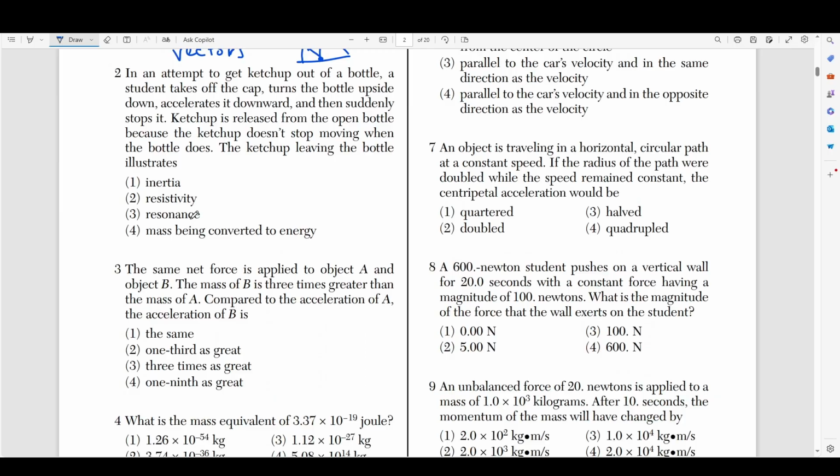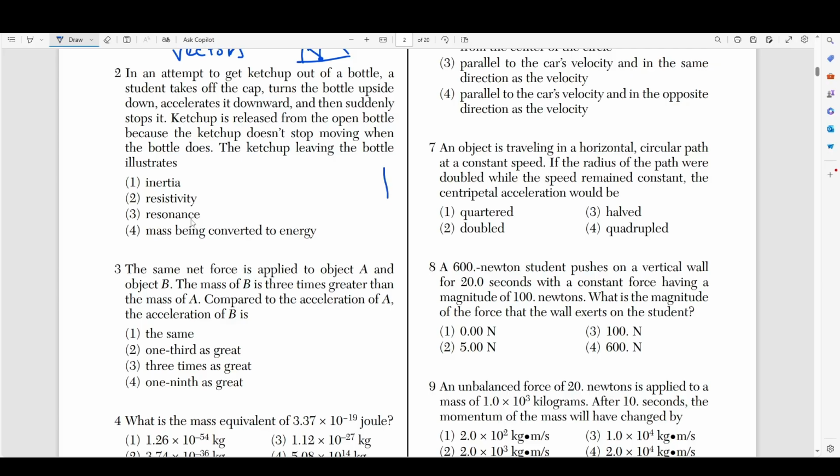So number two says, in an attempt to get ketchup out of a bottle, a student takes off a cap, turns the bottle upside down, accelerates it downwards, and then suddenly stops it. Ketchup is released from the open bottle because the ketchup does not stop moving when the bottle does. The ketchup leaving the bottle illustrates what? Okay, so let's draw out this scenario.